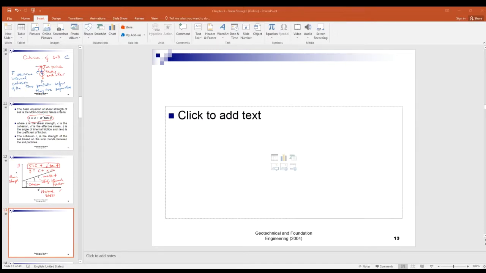Now, I'm going to demonstrate the use of this Mohr-Coulomb envelope. I hope my explanation will help you to understand the meaning of this criterion, okay? So please pay attention. It's a very important topic.